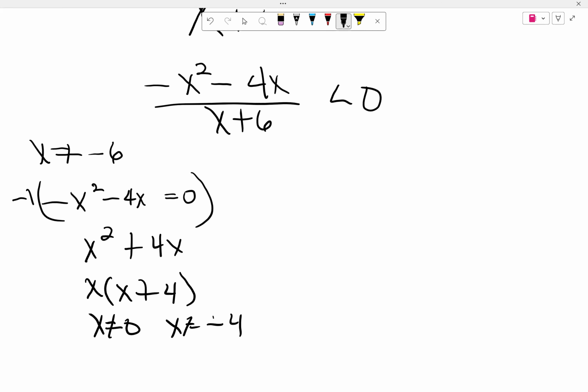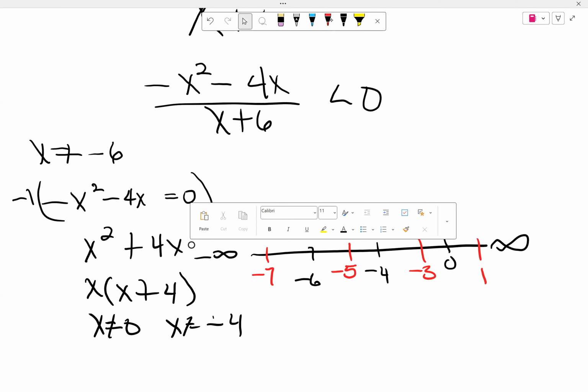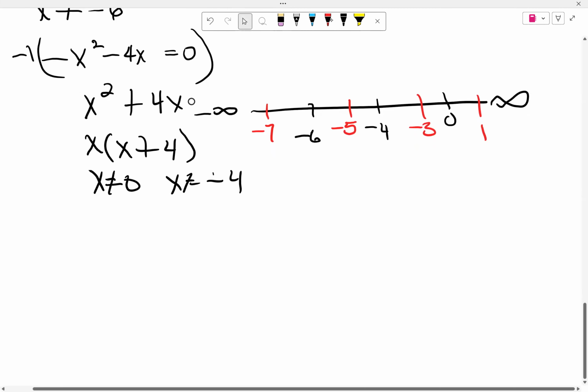So if this is the case, we draw our number line. Here's -infinity, here's +infinity. So we have -6, we have -4, and we have 0. So let's do some test points. Let's do -7, -5, -3, +1. And so we need to see what works.